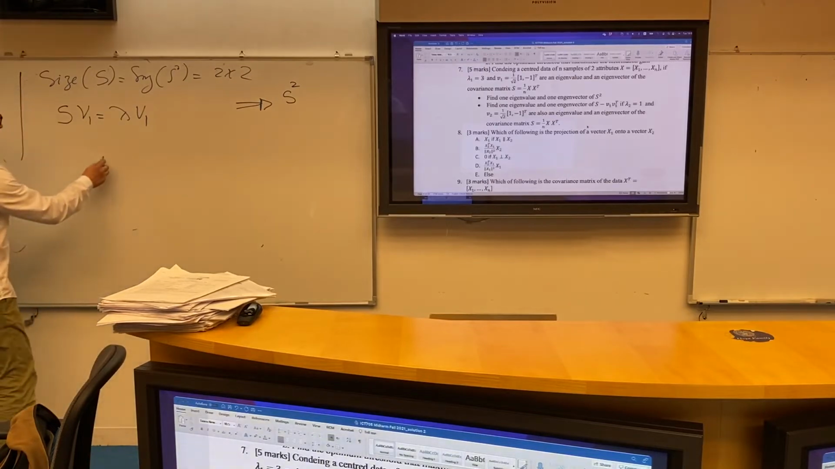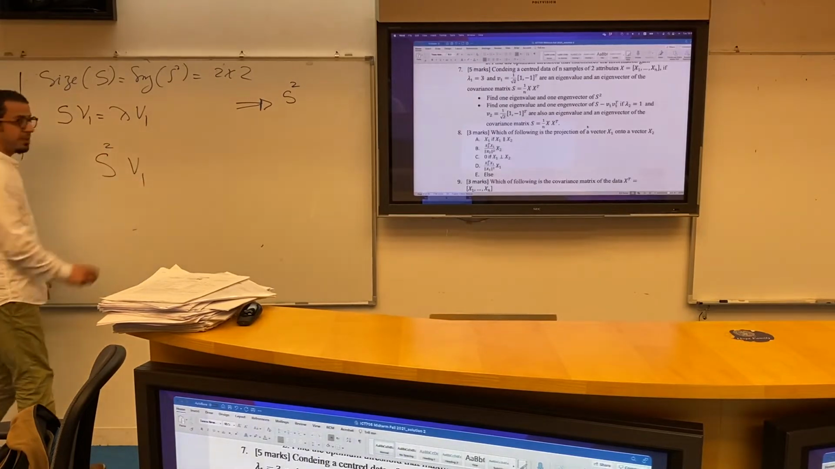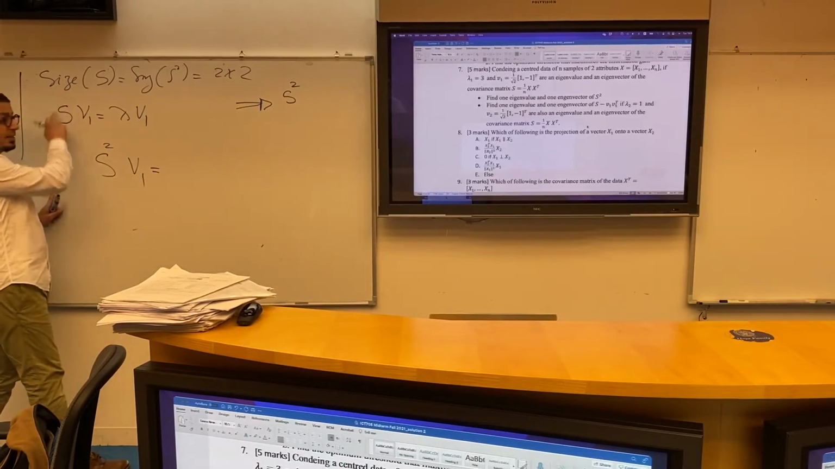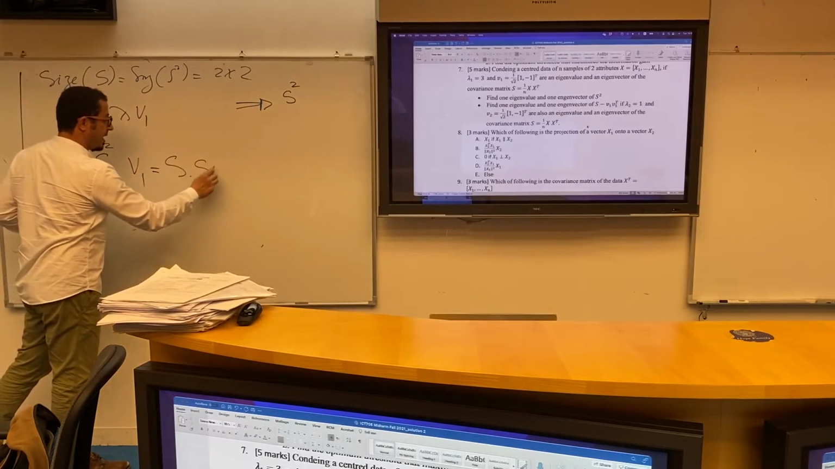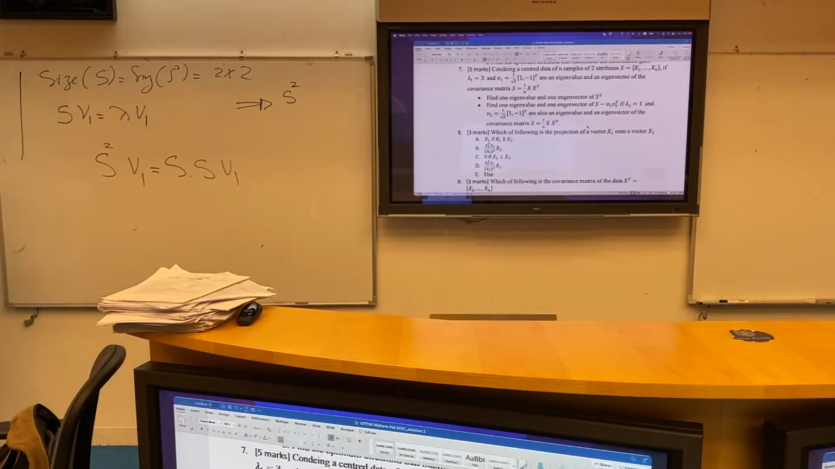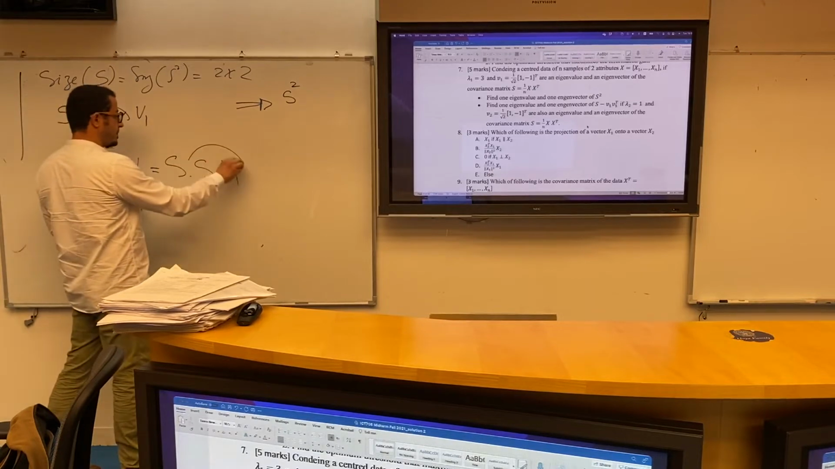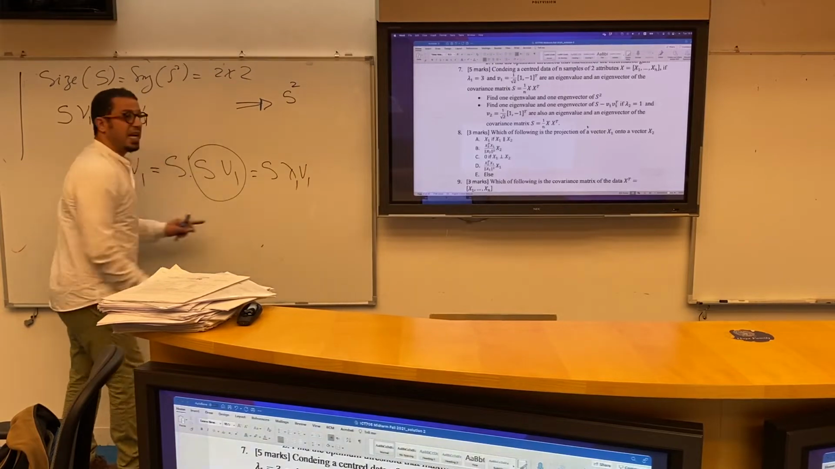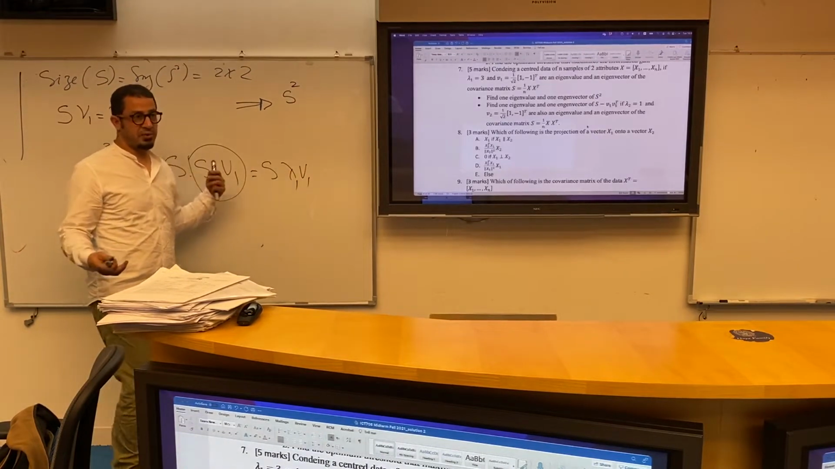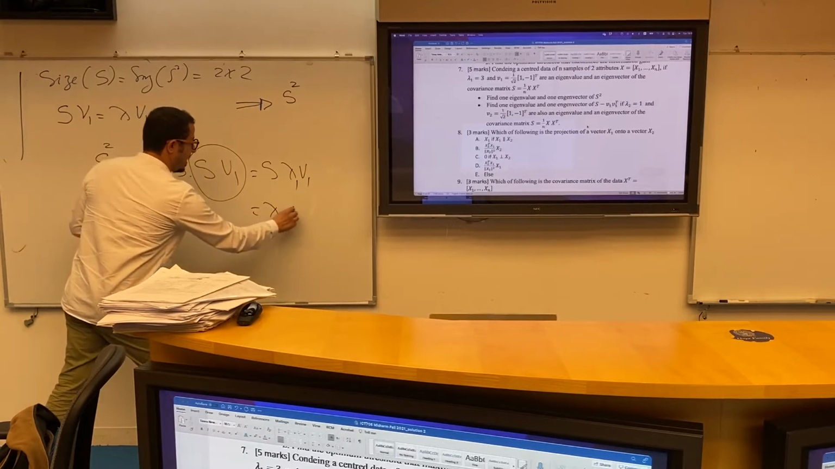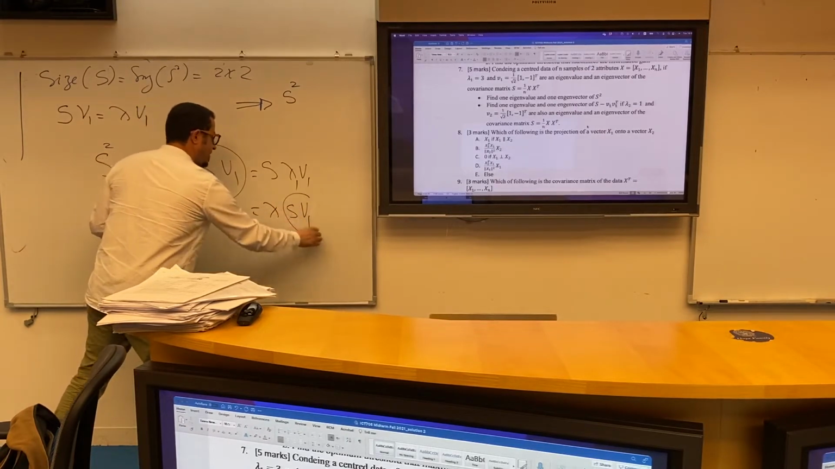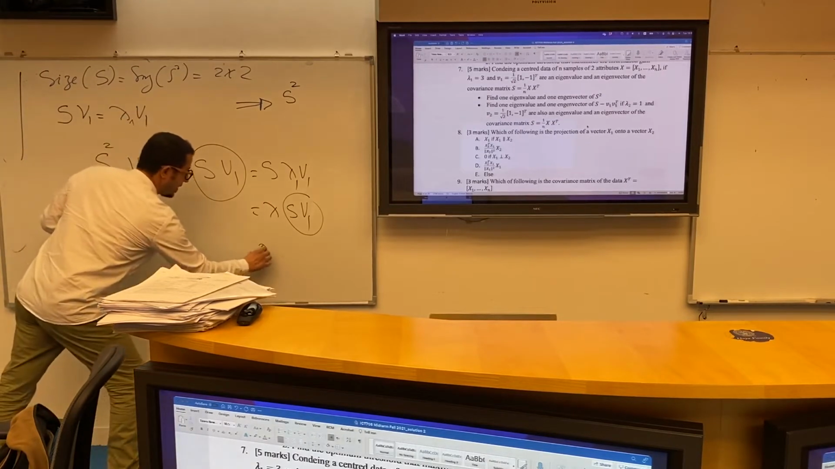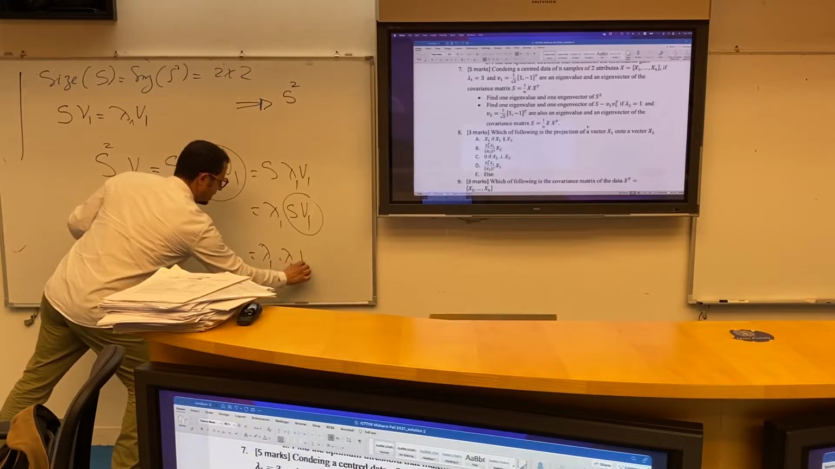Let's do it. S squared of V1 equals what? S times S times V1, right? What is S V1? Lambda V1. Lambda is a constant, and anything constant we can take outside. So it will be lambda S V1. Again, what is S V1? Lambda 1 times lambda 1 times V1.